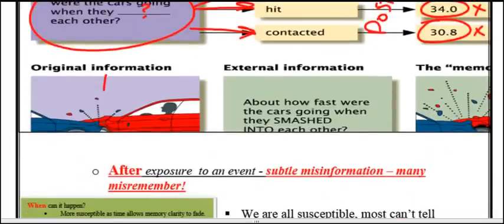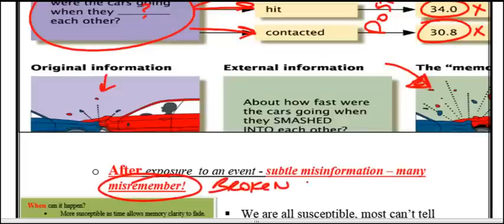The original accident was the cars hit each other, but in the follow-up questioning, the subtle misinformation of smashed was incorporated into the memory of the accident, and they misremembered and saw broken glass, which didn't actually occur.